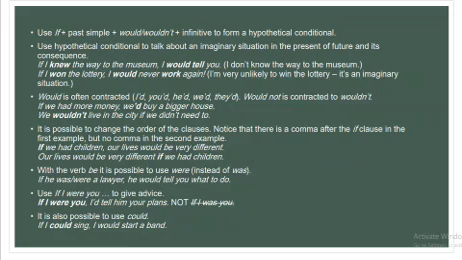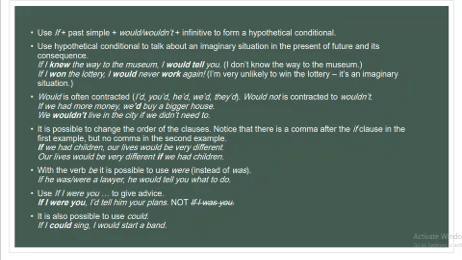It's an imaginary situation. Would is often contracted, and it will be I'd, you'd, he'd, we'd, they'd. Would not is contracted to wouldn't. Therefore, the negative form of would is would not, and the contracted form of would not is wouldn't. Look at the examples. If we had more money, we'd buy a bigger house. We wouldn't live in the city if we didn't need to.